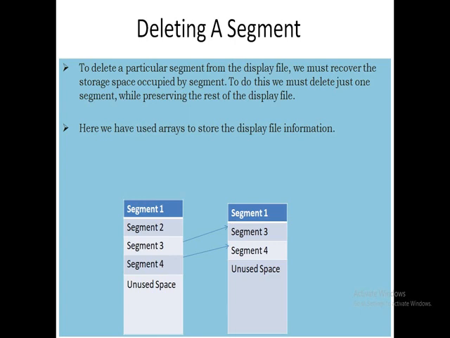The method of doing this depends upon the data structure used for the display file. Since we have used arrays, recovery of the block of storage is simple. We must delete just one segment while preserving the rest of the display file intact. Suppose we want to delete segment number 2 from this display file. All the subsequent segments, namely segment 3, 4, have to move upwards, and how far we move them upwards is by the size of the segment to be deleted, that means the size of segment number 2.